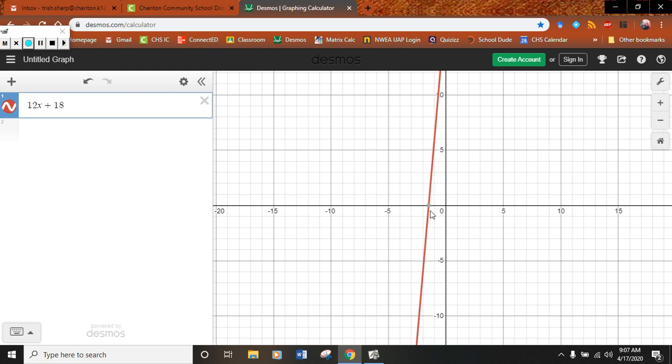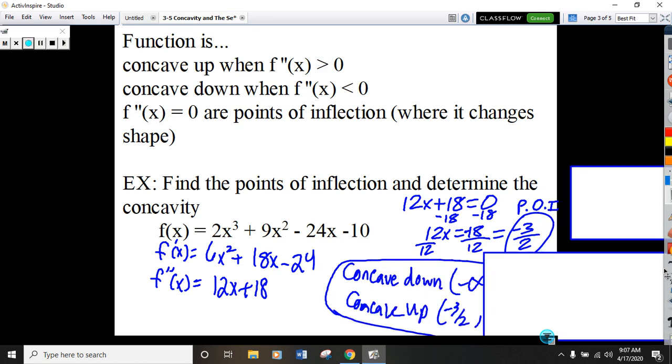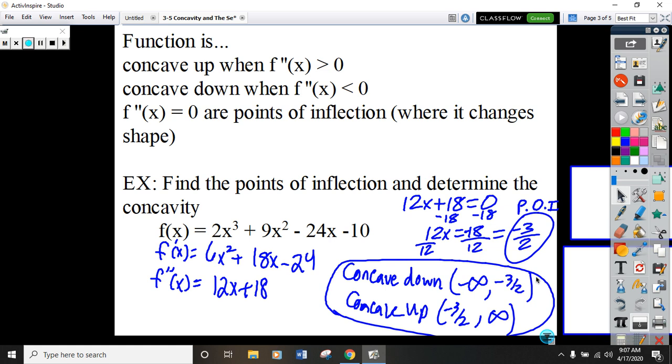So wherever the graph starts being some sort of concavity, we're going to say negative infinity. So from negative infinity up until the point of inflection is concave down, and then after the point of inflection to positive infinity is concave up. So that's what I have listed over here. And I still use that negative 3.5. If you want to use negative 1.5, that's fine. So it was concave down from negative infinity to negative 1.5, and then concave up from negative 1.5 to infinity.